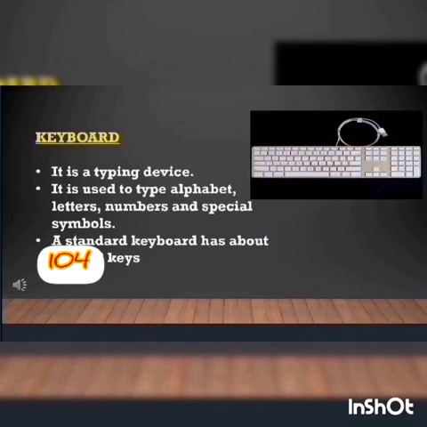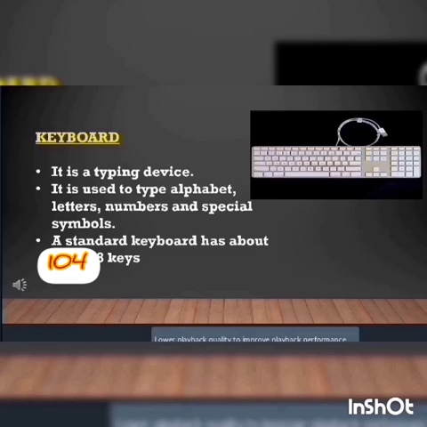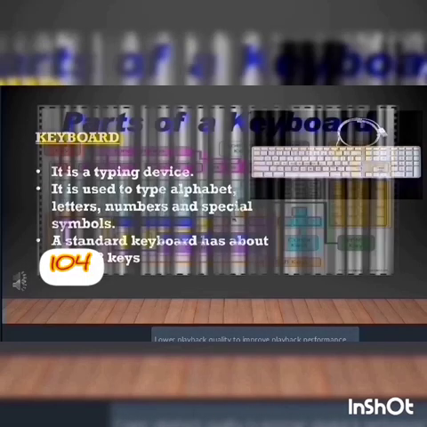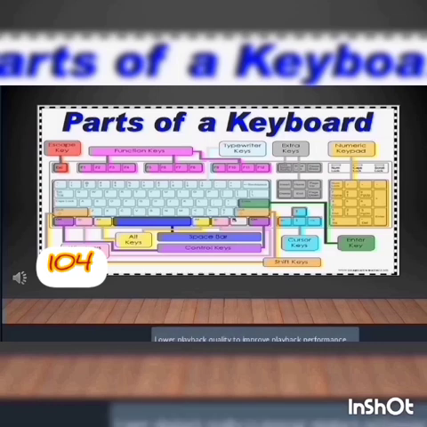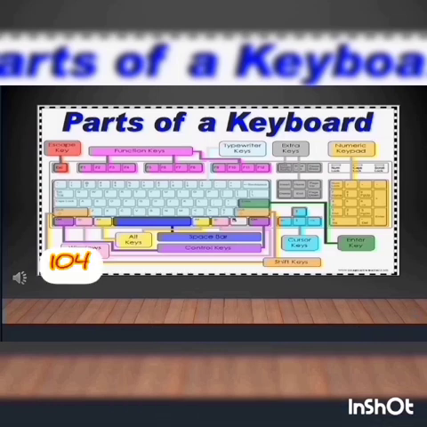Keyboard. It is a typing device. It is used to type alphabets, letters, numbers and special symbols. A keyboard can be joined to a computer using a wire, but it can also be wireless. Many buttons are there which are called keys. Now in this picture you can see there are some keys which are highlighted with different colors. Every key has a different function in a keyboard.